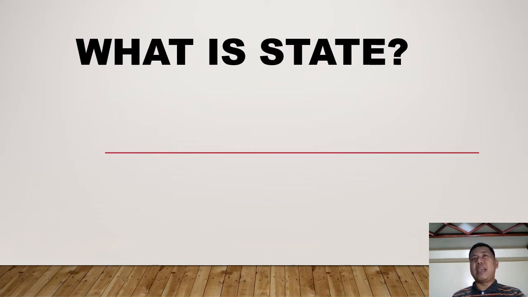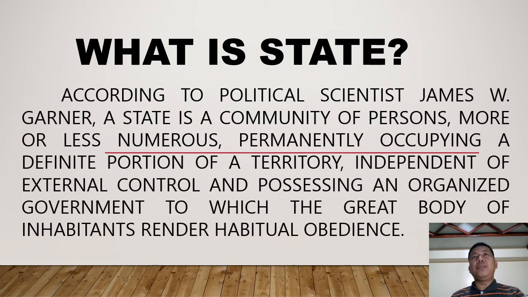So what is a state? According to political scientist James W. Garner, a state is a community of persons, more or less numerous, permanently occupying a definite portion of a territory, independent of external control, and possessing an organized government to which the great body of inhabitants render habitual obedience.